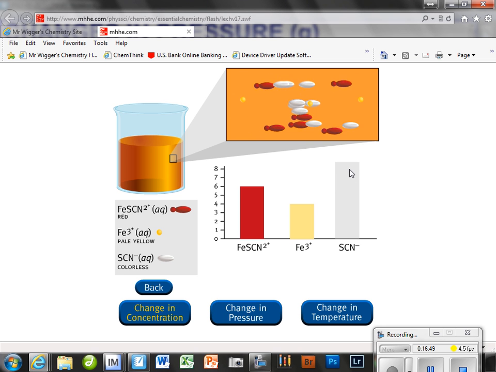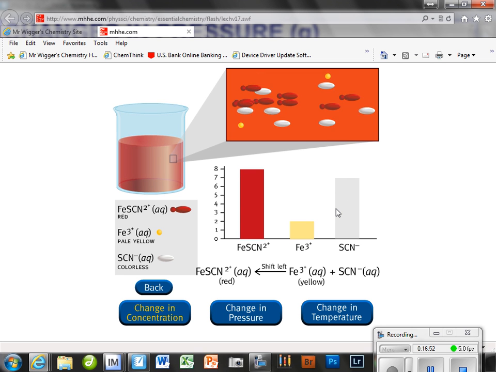Here we go. See? There's the stress. Now here comes LeChatelier. Who went down and who went up? Red went up. Yellow went down. And the SCN went down. So these two went down. What does that mean? What does it mean when these go down? They both went down together. That means this is happening. These two get together and form this.